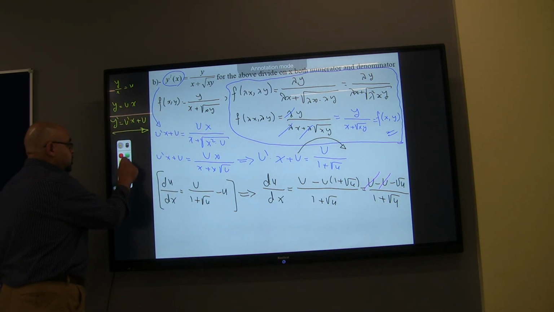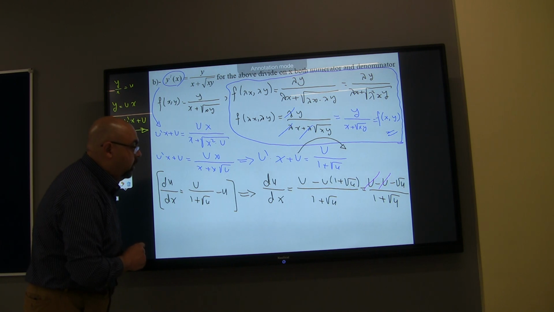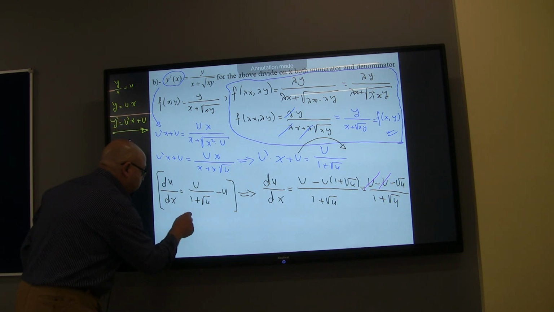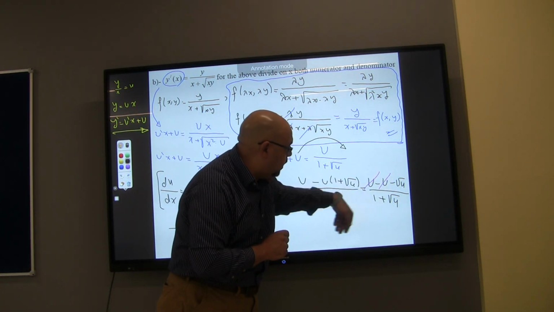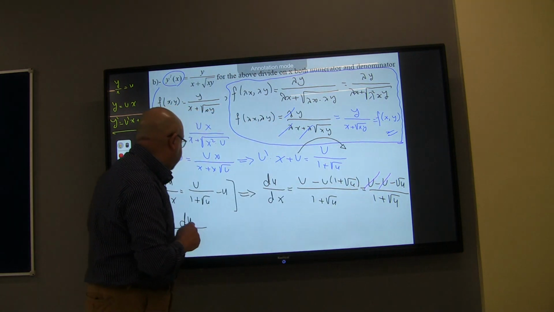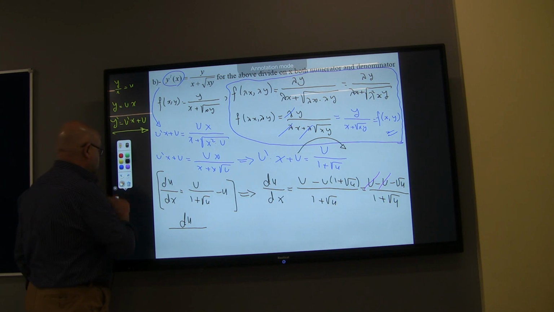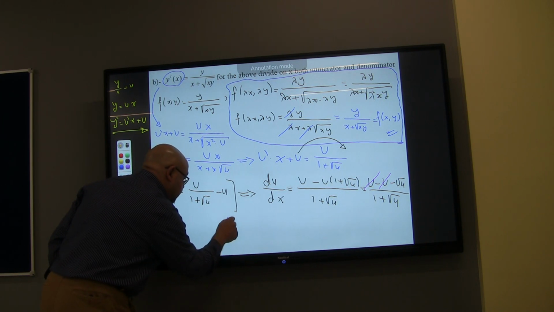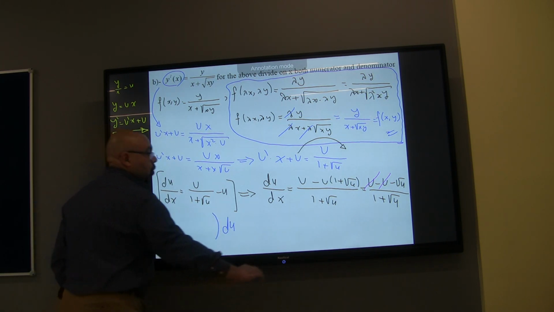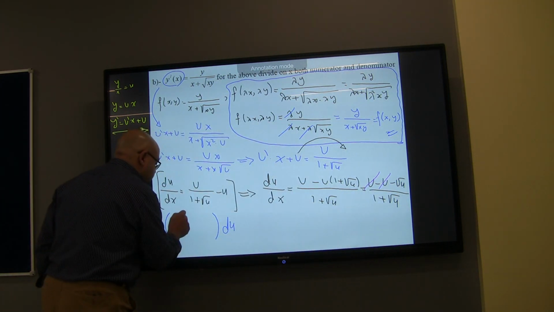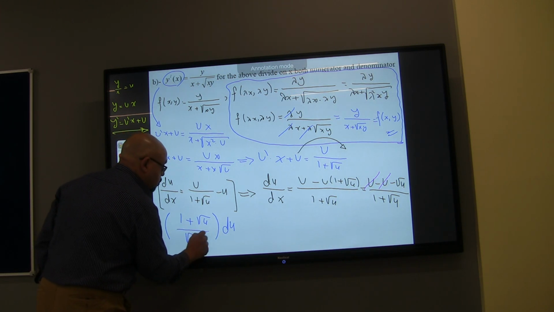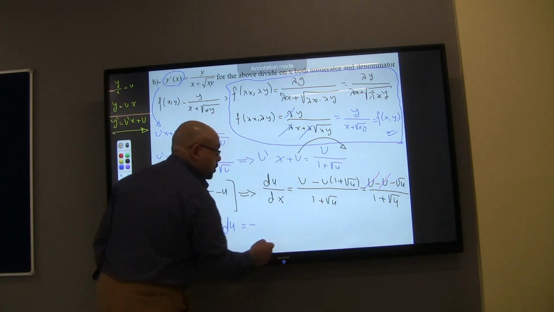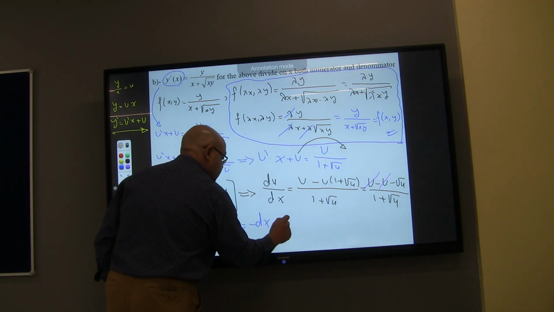Then I will try to rearrange my problem to be in the following form. I will have du, as we did before, divided by this negative root u over 1 plus root u. I will take those from the left hand side to the right hand side. So it's going to be du, just a second, let me use another pen. So it's going to be du, open a bracket. All the right hand side I will move to the left hand side. So it's going to be 1 plus root u divided by root u, which is going to equal negative. dx will go to the other side, so it's going to be negative 2 dx.